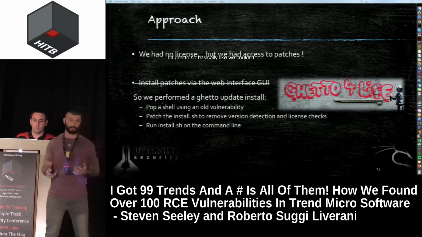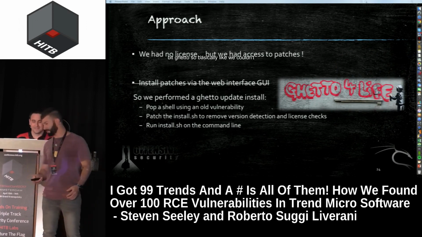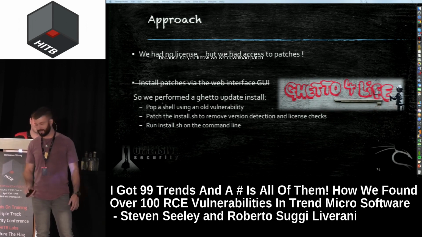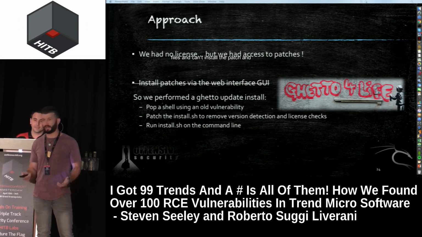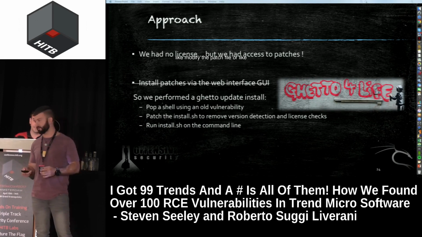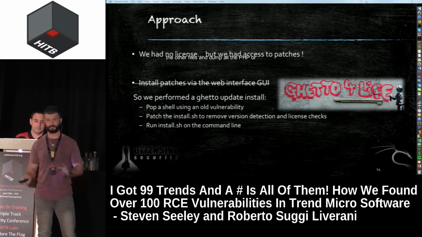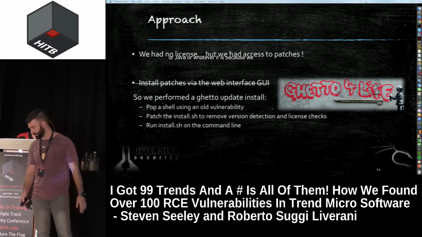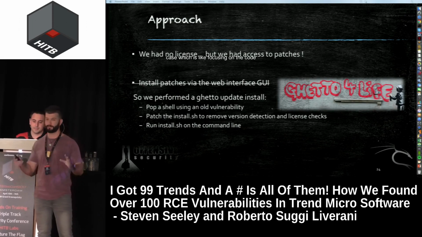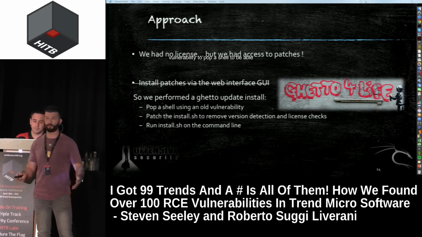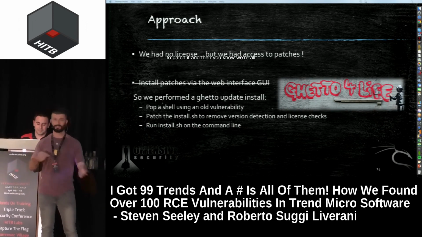So the approach in installing it was a bit ghetto. We couldn't get a license, and I don't like to pay for software if I'm testing it. So we download patch files and can't install the patch, and so we quickly modify the patch file, run the installer, and remove all the version detection and the license check. Then it just overrides all the files and dumps all the PHP or Java or whatever it is. In this particular case, we're focusing on the code so much, not so much the environment. And we use an old vulnerability to pop a shell to be able to patch it, and then we're all good again.